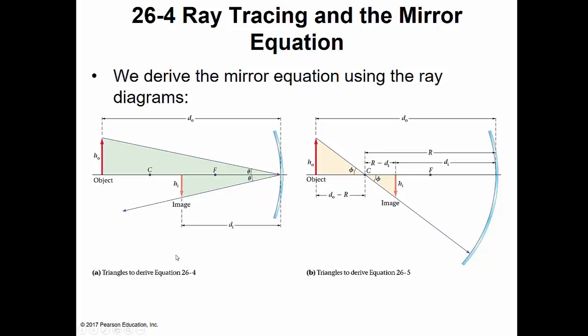So if we want to look at these two images that are being formed, we've got two triangles here. We've got the height of the object and the distance the object is to the mirror. We've got the height of the image and the distance the image is to the mirror. It turns out that these are similar triangles, so these ratios are going to be similar to each other. We can use that information to write two equations.